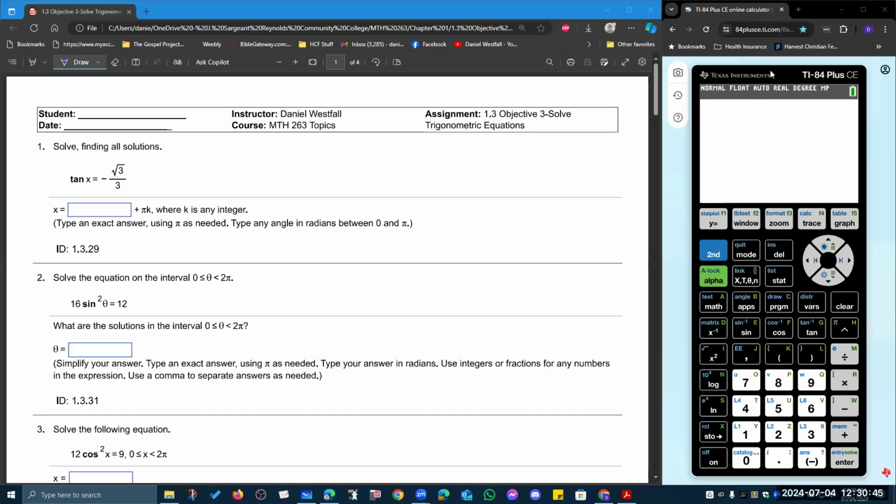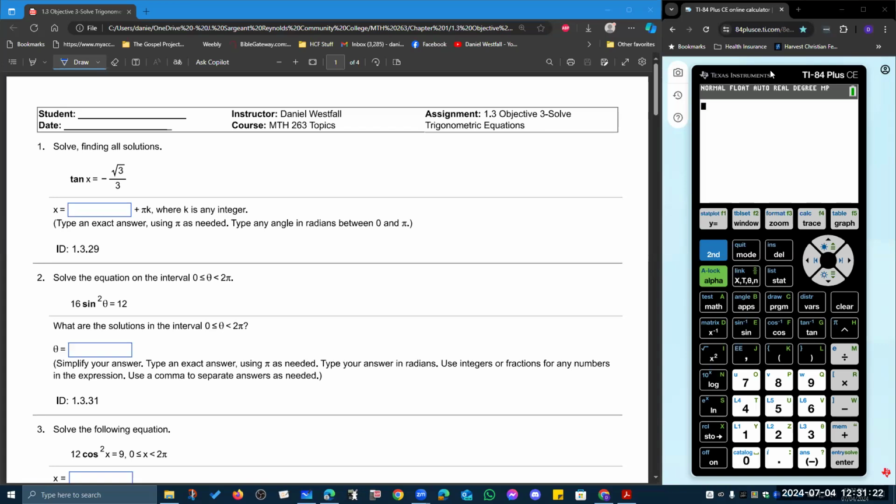In this video, we're going to talk about 1.3 Objective 3, where we solve trigonometric equations. I have the calculator ready because there's going to be one of the problems that I'm going to need to use it to get an approximate answer, but most of these will be able to get exact answers. So some of them, like this one, we're going to be giving answers with the period attached to them. You may not have given answers like that in the past, but we'll be doing that unless they restrict our interval for our answers. Let's go ahead and get started.